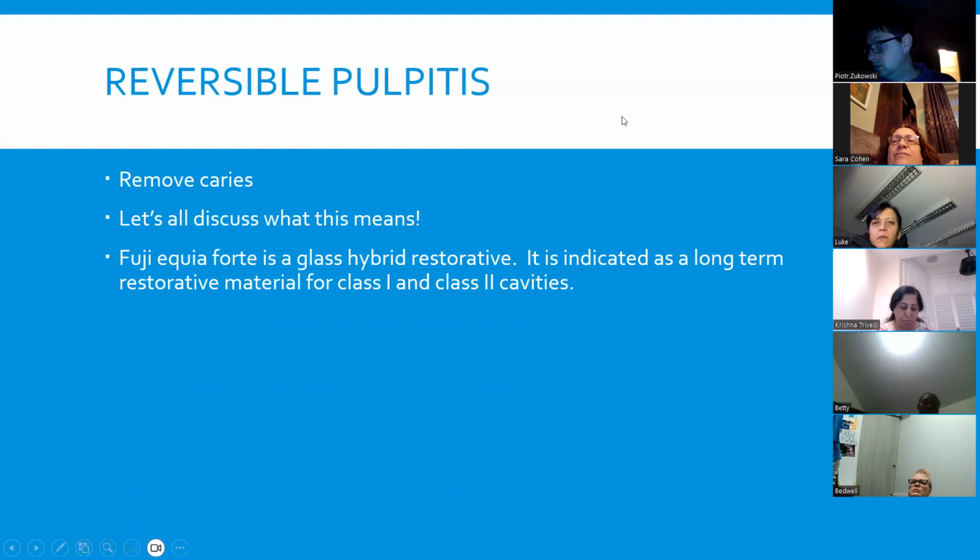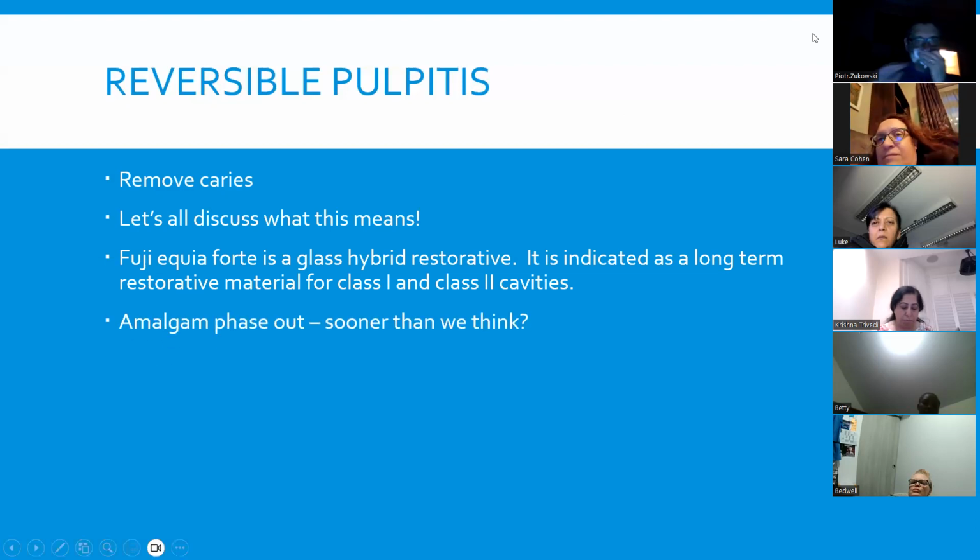Fuji Equiforte is a glass hybrid restorative, and it's indicated as a long-term restorative material for class 1 and class 2 cavities. The amalgam phase out is happening sooner than we think.